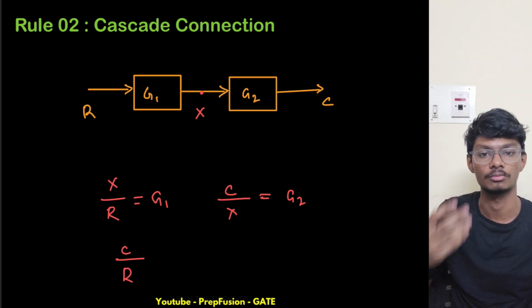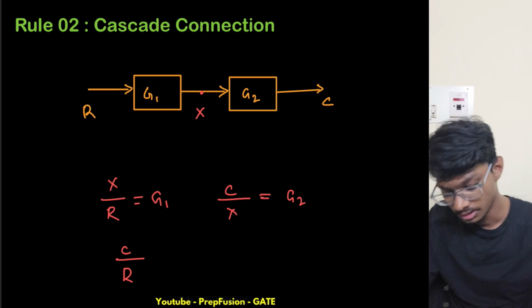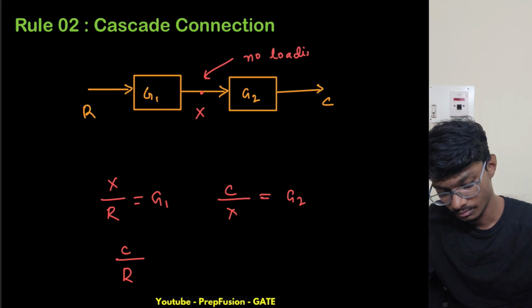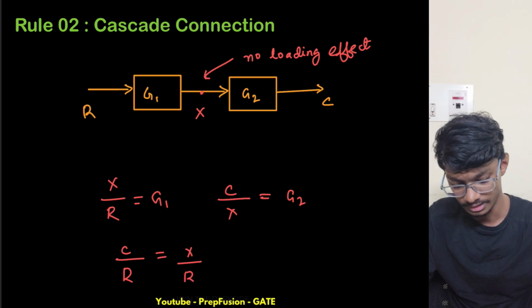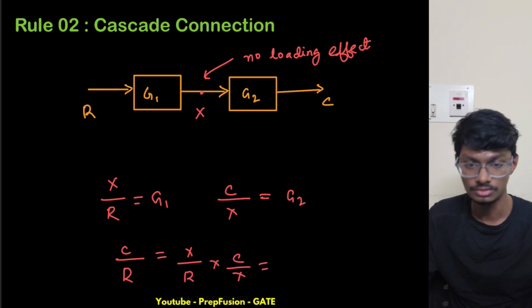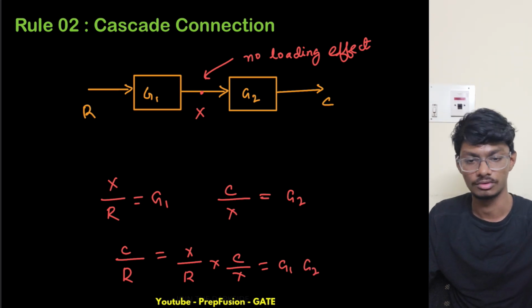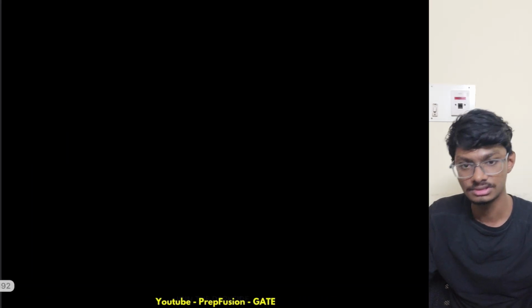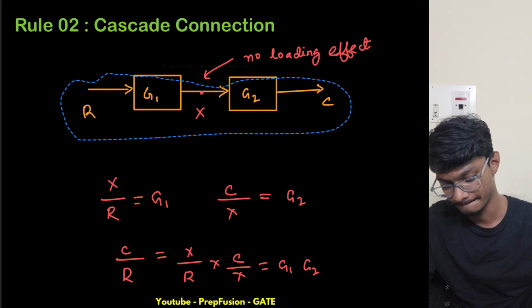Okay, this is another important point to note, that there is no loading effect in cascade connection for block representation, right? No loading effect. Okay, so what will be the overall transfer function? C by R is X by R times C by X equals G1 times G2, right? So this is the overall ratio. So I can replace these two blocks with a single block only.